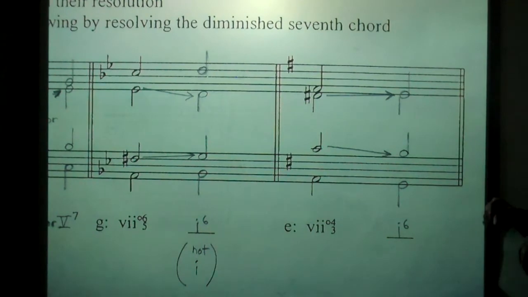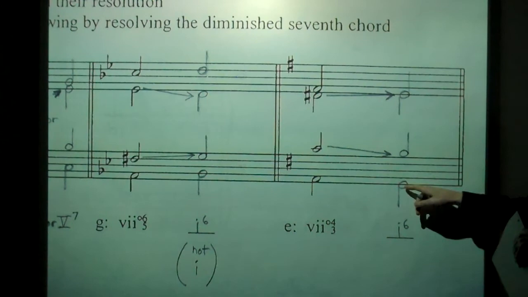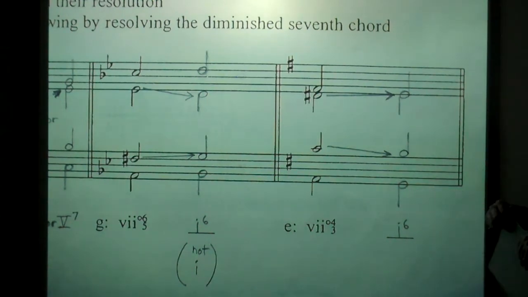have E being shared between the alto and the soprano voice because I do not want to double the G in the bass. I want to double another pitch. So I decided to double the root of this chord, which is not in the bass.